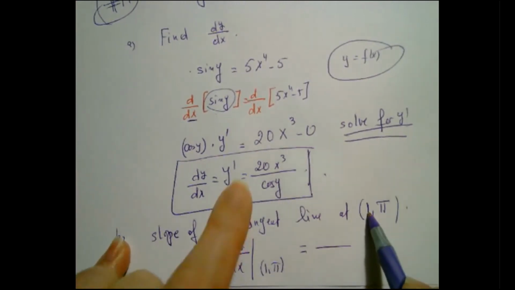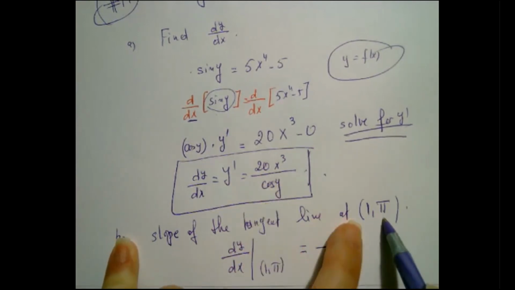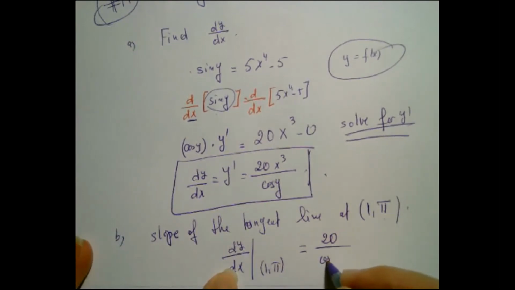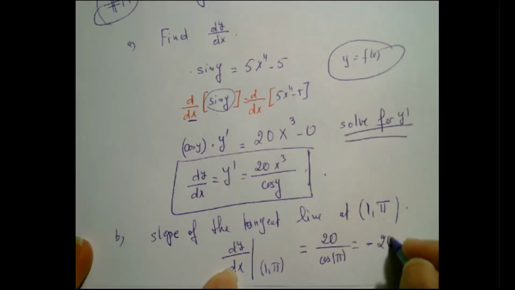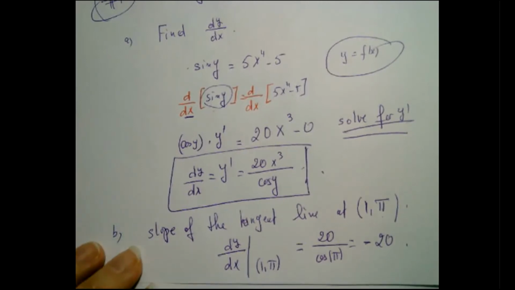What is dy/dx at the point (1, pi)? It means we plug in 1 for x and pi for y. So it's 20 over the cosine of pi. Now the cosine of pi is minus 1. That will give you minus 20. That's the slope of the tangent line. Okay.